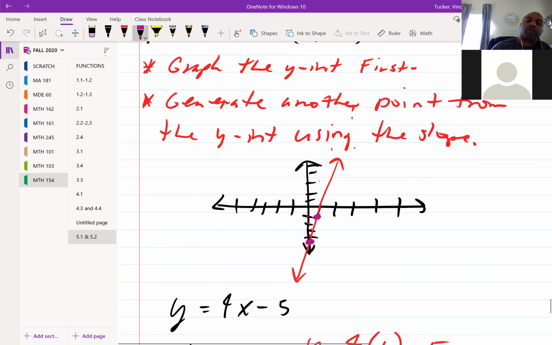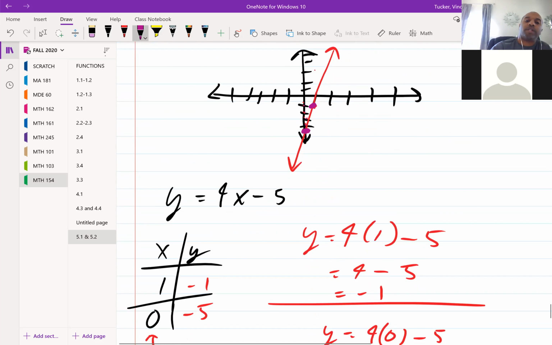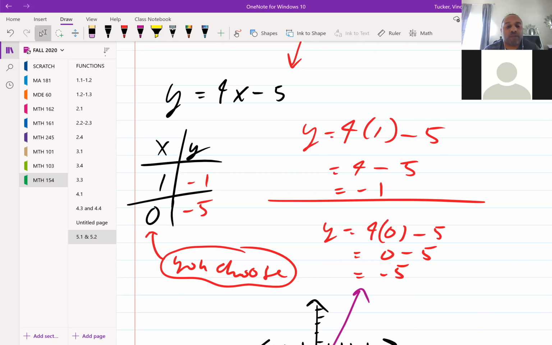All right, so using that same equation, 4x minus 5, if you want to just create an XY chart, you can just choose 2 values. Remember, my math lab will only allow you to graph 2 values. And I chose 0 and 1. Then you plug in those values accordingly to find the corresponding Y value. Once again, you choose the X values. It's up to you what values you choose. Just remember, whatever you choose, you have to graph, you have to calculate.